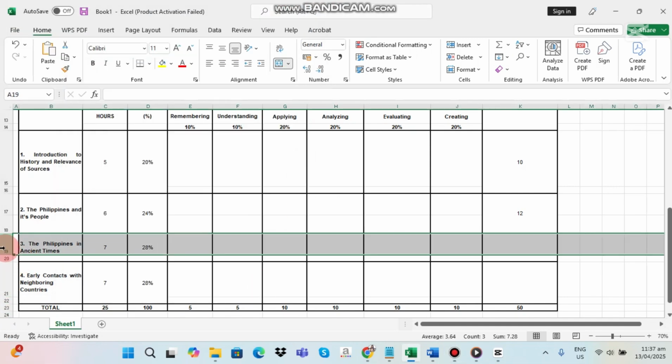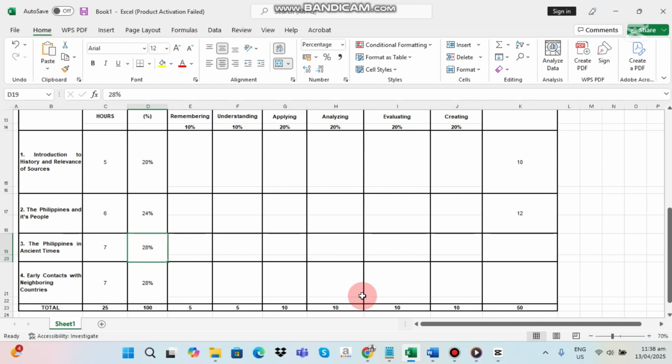So we're here for the third topic. Same process. You just take the weight percentage, 28, multiply it by 50, the total number of items, and then the result, we divide by 100. So 28 multiplied by 50, and then divided by 100, we have 14. So we have 14 items.